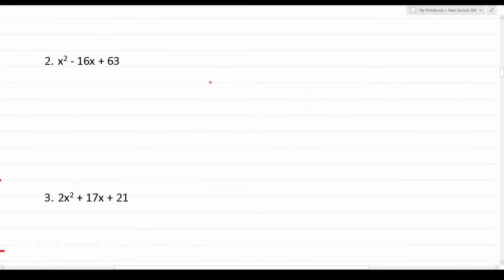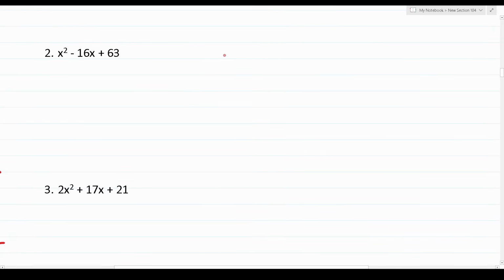All right, so for number 2, we're trying to factor x squared minus 16x plus 63. And since we have a leading coefficient of 1 here, chances are we're going to be able to factor this quadratic equation like this.